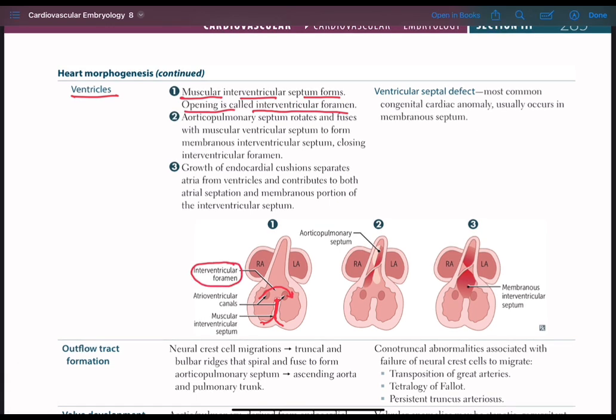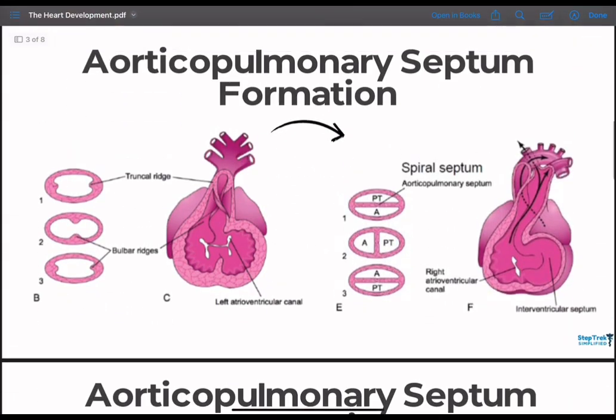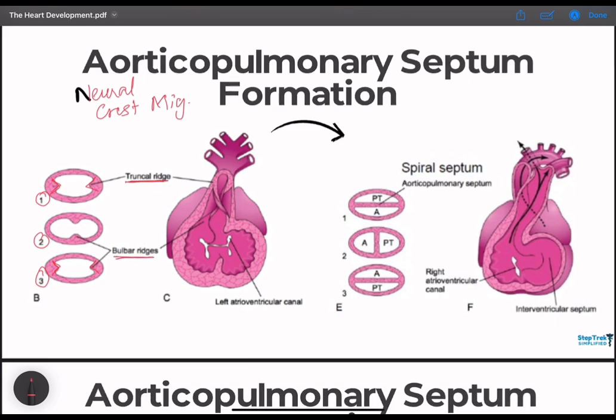Then we have aorticopulmonary septum formation. In aorticopulmonary septum formation, we have endocardial cushions or ridges forming due to neural crest cell migration. They migrate to specific locations as shown in the diagram. They migrate at locations 1, 2 and 3. It forms lateral cushions or lateral ridges at location 1 and location 3. The first location ridge is formed at the truncus arteriosus and 2 and 3 are formed at the bulbus cordis level.